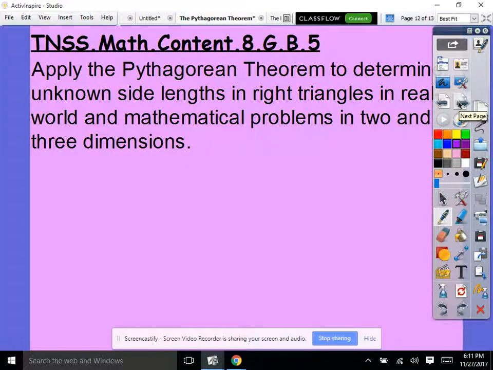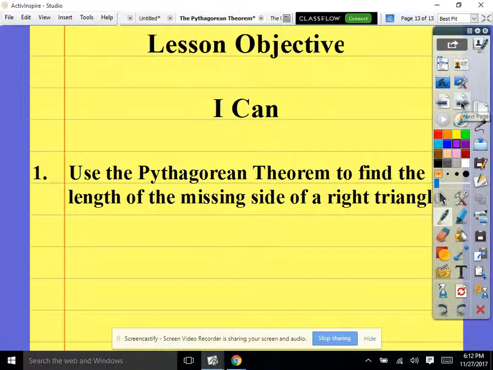So our Tennessee state standard was to apply the Pythagorean theorem to determine unknown side lengths in right triangles in real world and mathematical problems in 2 and 3 dimensions. And our lesson objective was to be able to use the Pythagorean theorem to find the length of the missing side of a right triangle. That missing side could be a leg or it could be the hypotenuse. And that's the end of today's lesson.